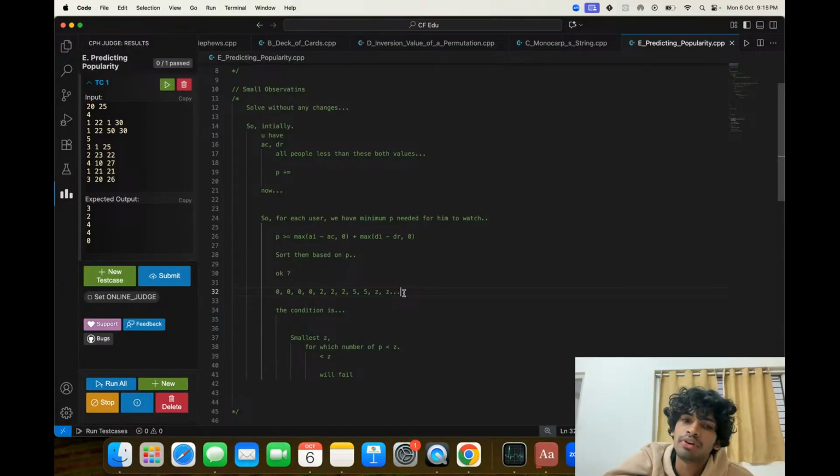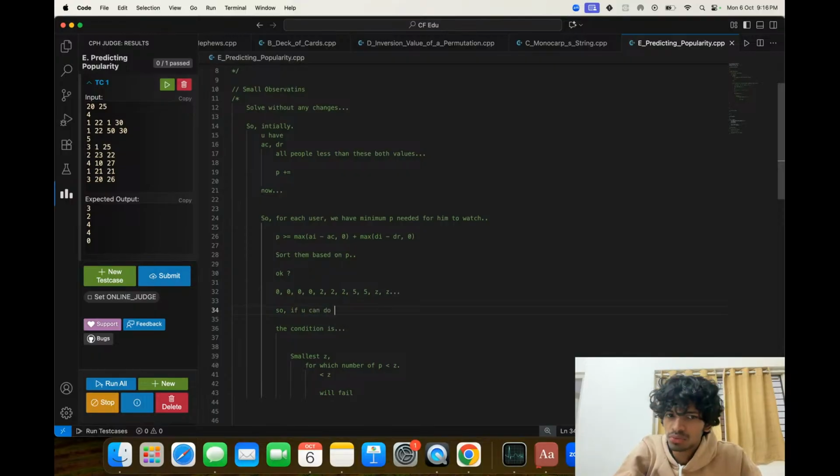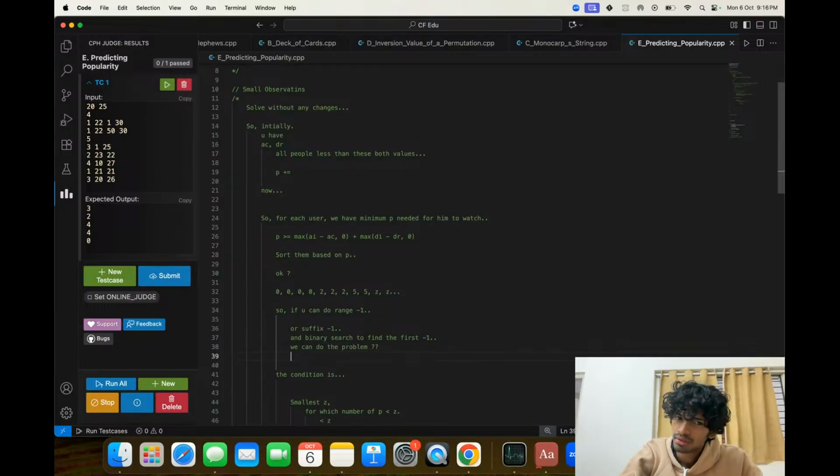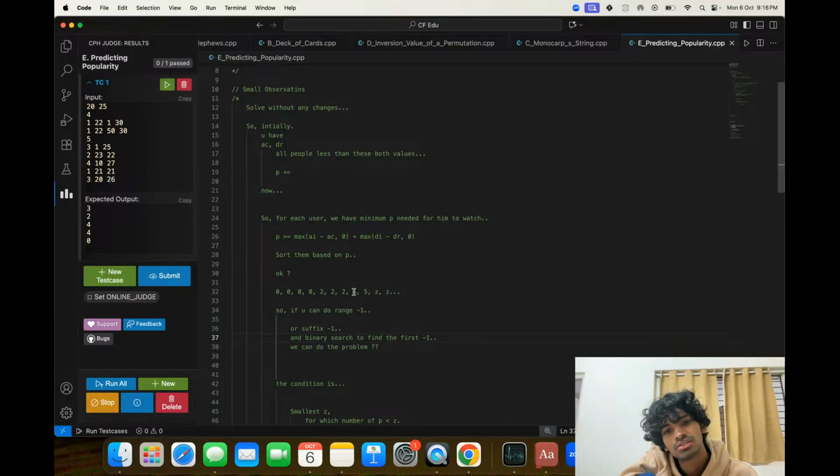And still we should be able to find the smallest minus 1. So if you can do range minus 1, or suffix minus 1, and binary search to find the first minus 1, we can do the problem. We need a segment tree. We cannot do binary search. And with a segment tree to find the first minus 1, we are done.